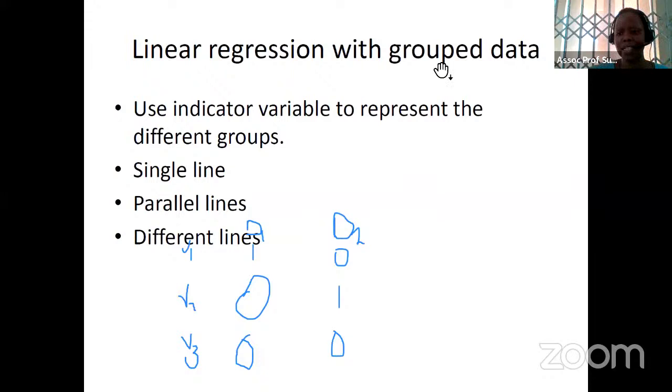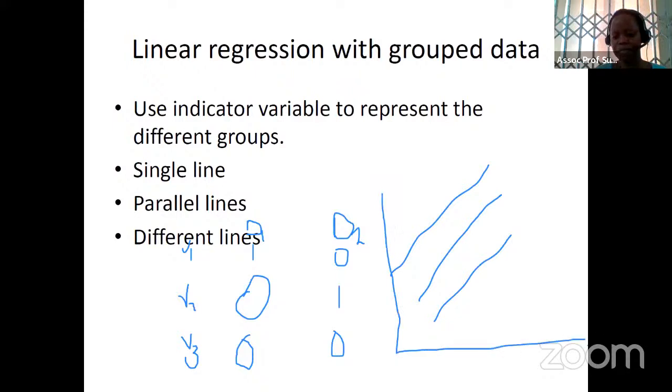So in that case, we are going to have something like this parallel model for V1, V2, V3. Okay. Same slope, different intercepts. The intercepts would be there. So this is our graph. Okay. So we see that the intercepts are going to be different, but the slopes are the same. Okay. That is parallel lines.